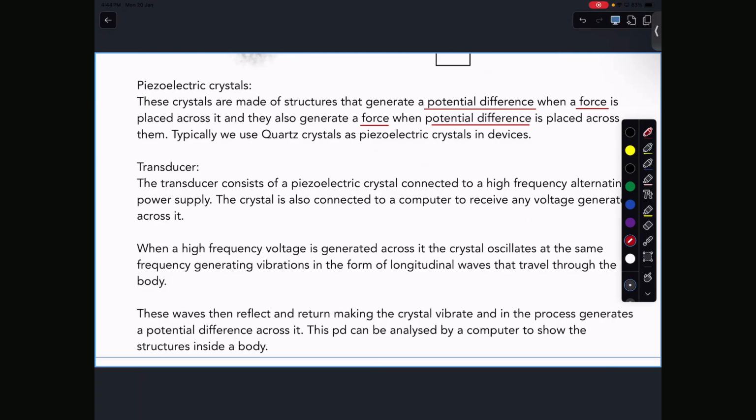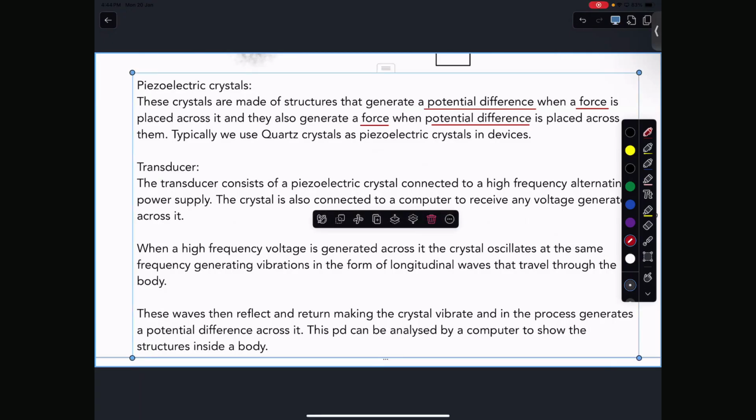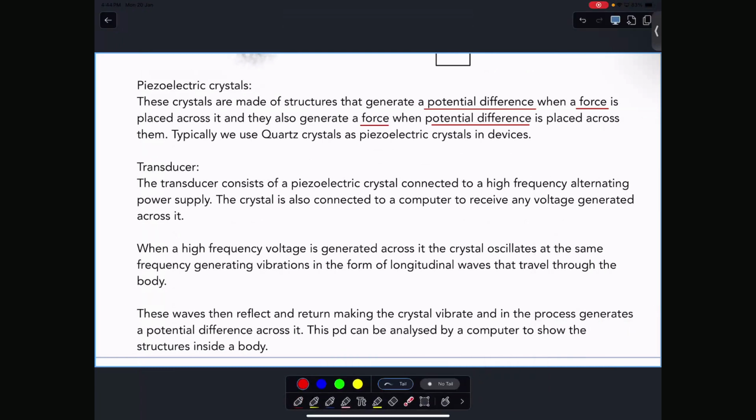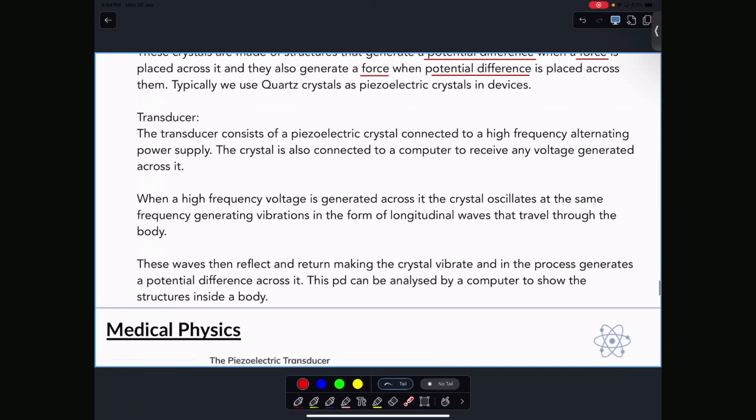Okay. Right. So what's a transducer? Transducer জিনিসটা কি? So a transducer consists of a crystal connected to a high frequency alternating supply. The crystal is also connected to a computer to receive any voltage generated across it. I'm going to show you what the computer does. Computer কাজটা কেন important here.